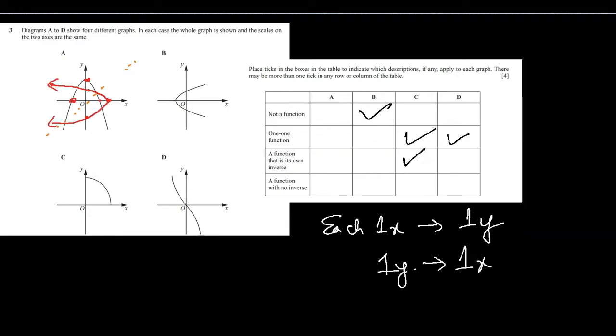And clearly, if I draw a vertical line, it will not pass that test, and that means this is not a function. The inverse is not a function, and when the inverse is not a function, we say that the original function does not have an inverse. So we will tick here. Yes, there is no inverse here.